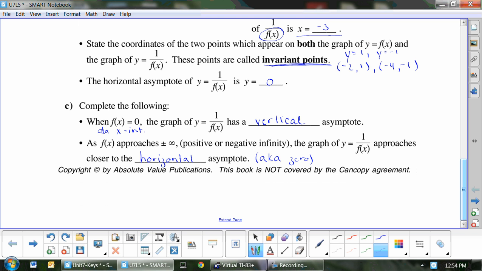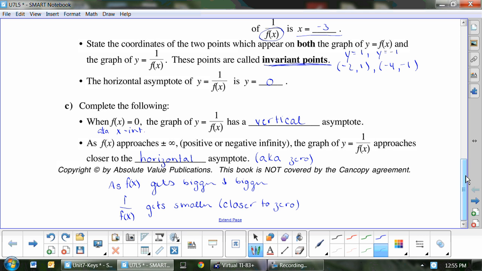Okay, and even at the bottom for yourself, you can write: as the function gets bigger and bigger, the reciprocal gets smaller and smaller, or closer to 0. Parts of it we go through faster.